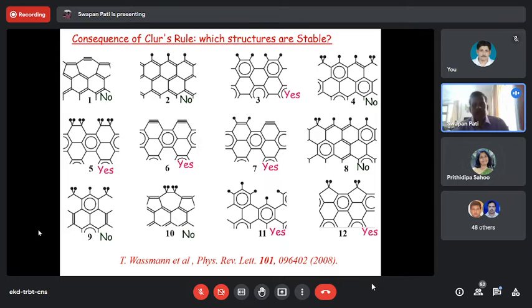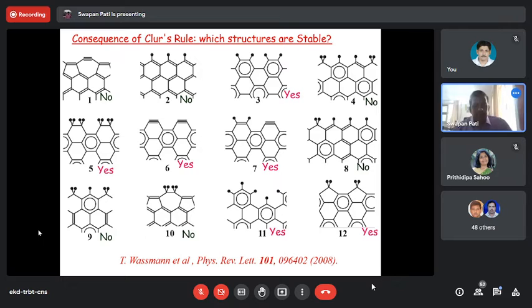In fact, after this one, they have done a calculation also, and it shows that yes, the Clar rule is properly valid here. These structures are stable, and many of the structures are not stable. But hand-wavingly, by looking at only the structure, using the Clar rule, you can say whether it's stable or not. And while doing a high-level calculation, you get the same thing. Well, you get stability in terms of a quantitative number. Here you do not get the quantitative number. Yes or no only you get.